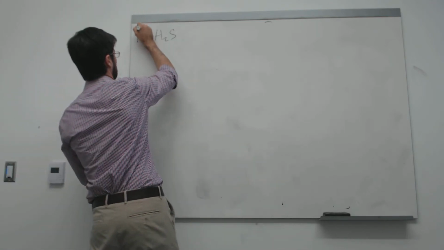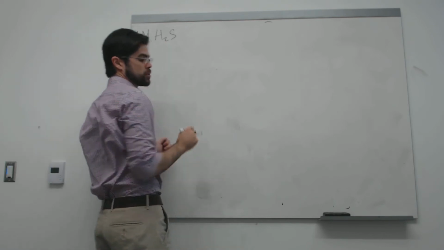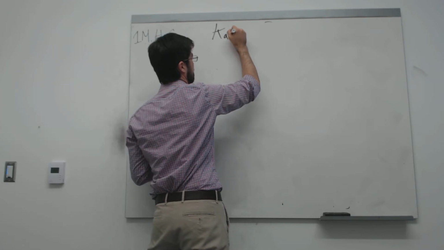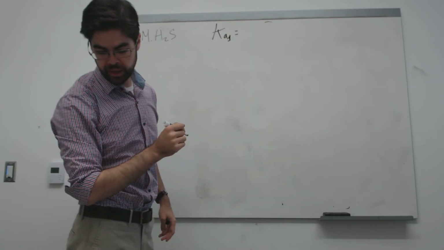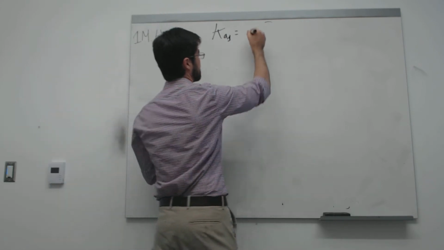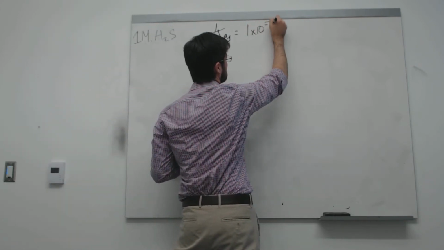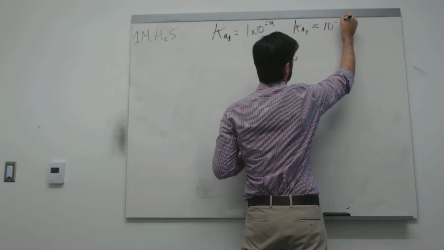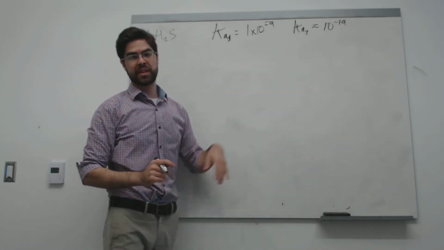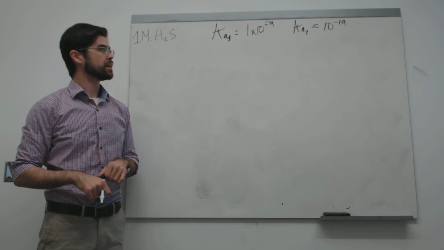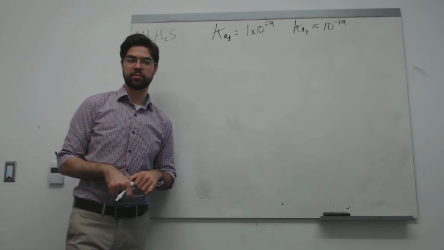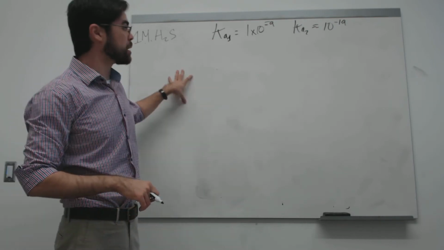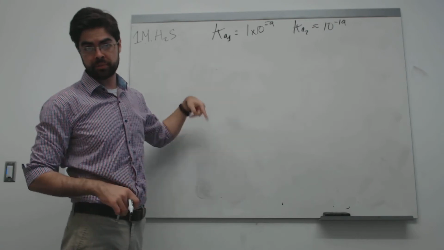So let's imagine you have a 1 molar solution of hydrosulfuric acid, and I will tell you that the first Ka, Ka1, for hydrosulfuric acid is about 1 times 10 to the negative 9, and Ka2 is about 10 to the negative 19. So again, it's about, sorry, not 10,000, 10 to the negative 10, 10 billion times weaker to remove the second proton. So they come off in stages. I just showed you that. 1 proton comes off at a time.